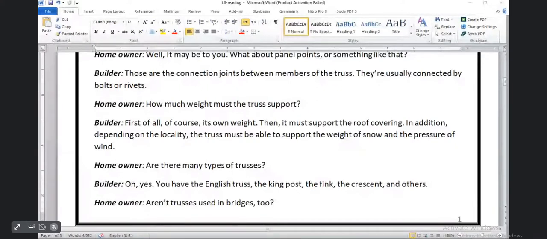The same question. Now, the truss should be able to support what? Try to say it in English. On weight. Ah, it's on weight. This is the first one. The second thing. Pressure of wind. Ah, the pressure of wind. Yeah. And what about the cover of the roof? Yeah, the cover and tiles of the roof. Tiles, yes, the tiles.